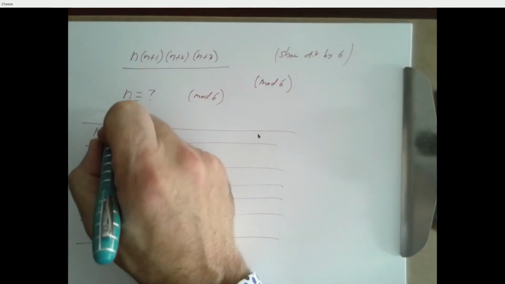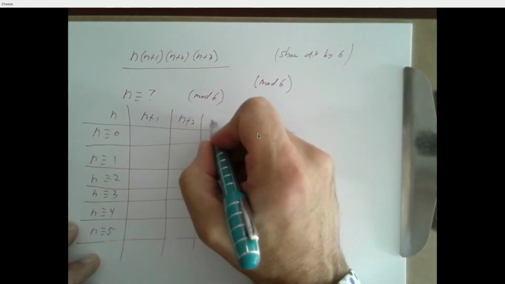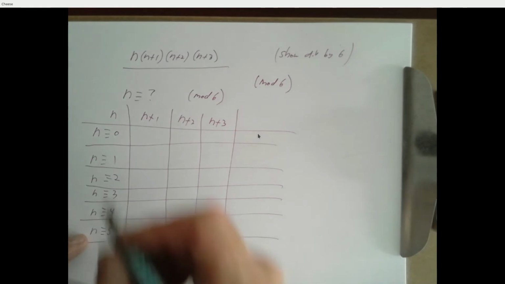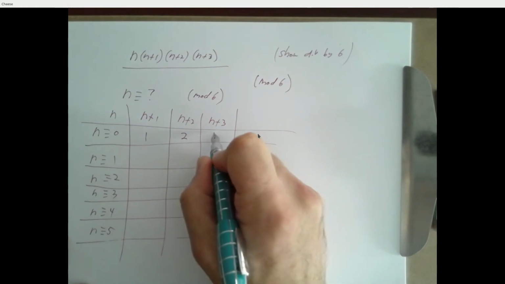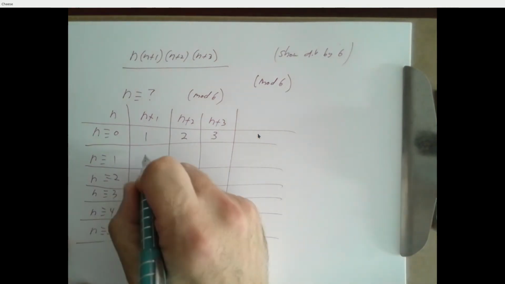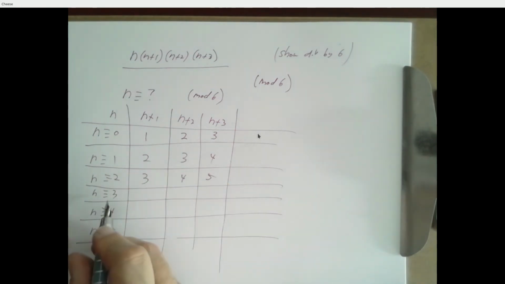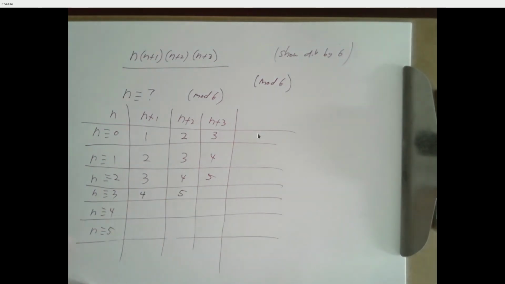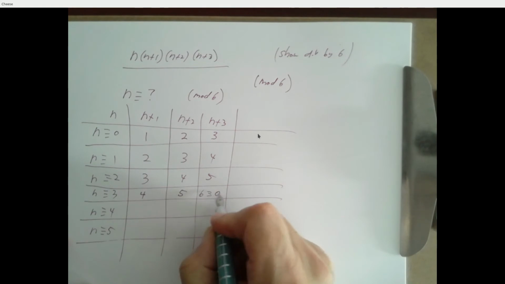So, this is what n is. Let's write down what n plus 1, n plus 2, and n plus 3 are. If n is congruent to 0, we know n plus 1 has got to be congruent to 1, right? That's what modular arithmetic does. And n plus 2 is congruent to 2, n plus 3 is congruent to 3. If n is 1, this is 2, 3, 4. If n is 2, this is 3, 4, 5. If n is 3, n plus 1 is 4, n plus 2 is 5. What is n plus 3 congruent to? It's 6, which we also know is congruent to 0.